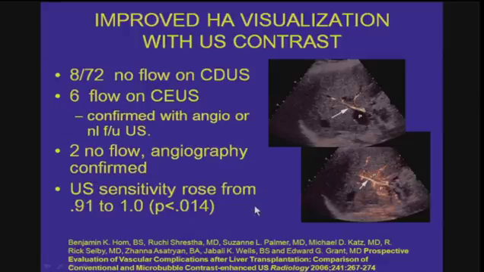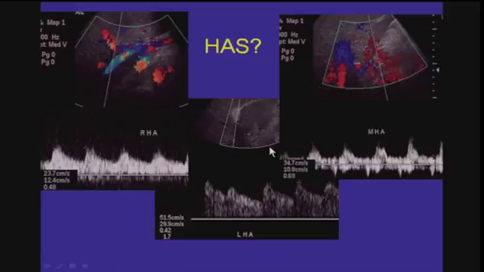So the ultrasound sensitivity rose up to basically 1. It was pretty much perfect, and so this may be a way to avoid waiting if you have contrast available and are willing to use it off-label.